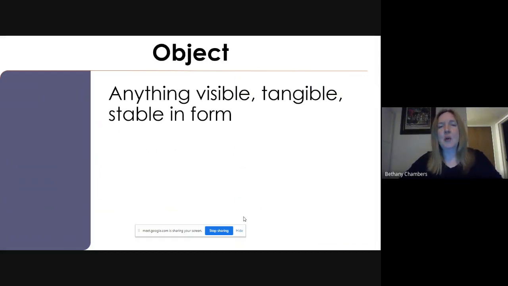So an informative speech about an object would be you choosing to present on anything that's visible, tangible, and anything that's stable in form. So more of that inanimate object type of approach.